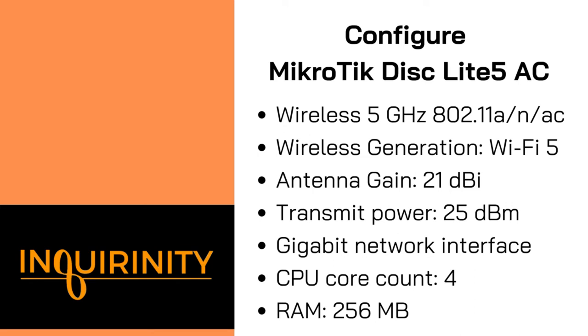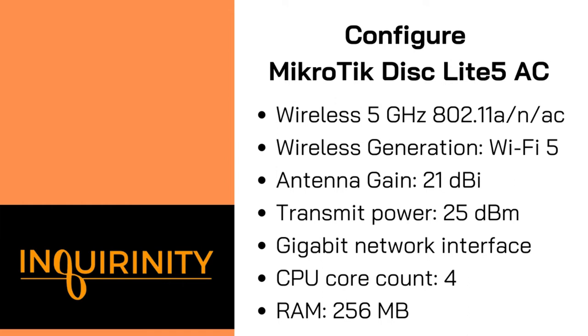So for technical specifications, by its name, Disc Lite5, of course the wireless operating frequency is in 5 GHz. Then it supports the following standards: 802.11a, N, and AC. And the wireless generation for this device is Wi-Fi 5. It has an antenna gain of 21 dBi and a transmit power of 25 dBm, from which, according to the MikroTik website, you can have an effective throughput of 6 megabits per second.